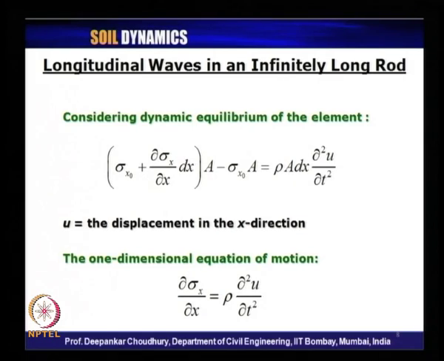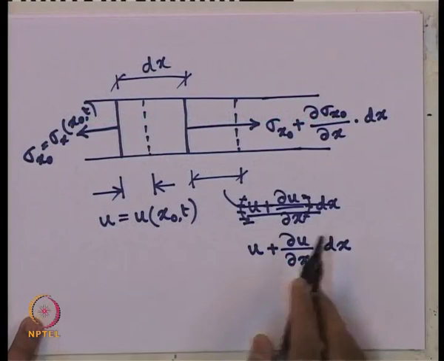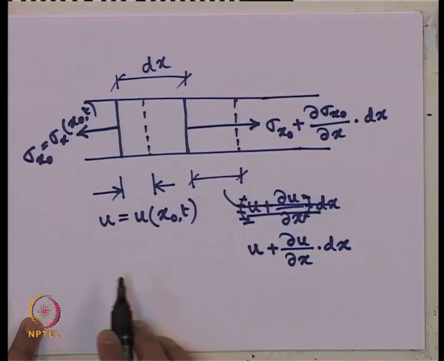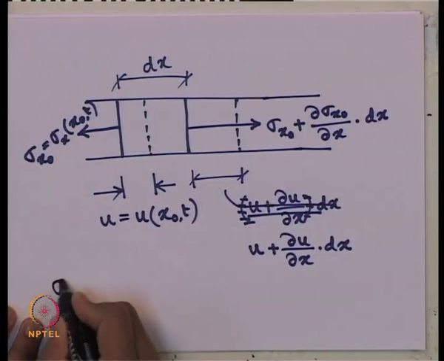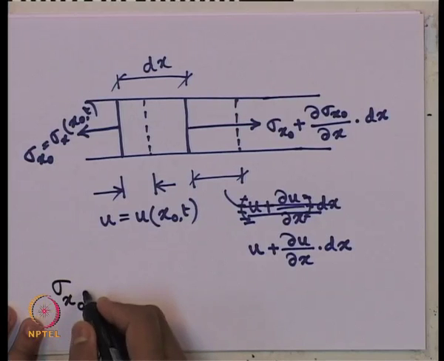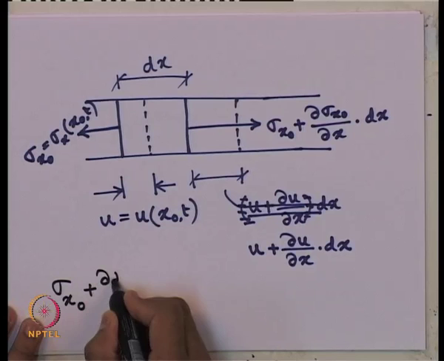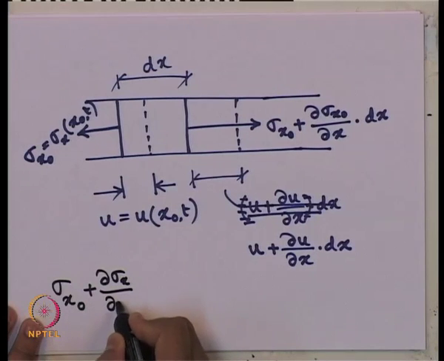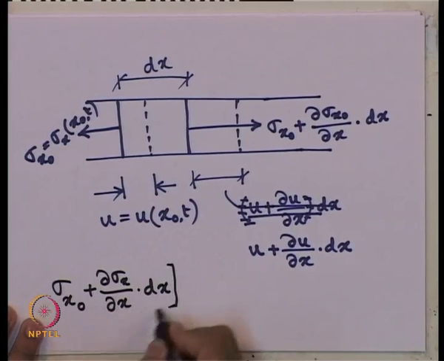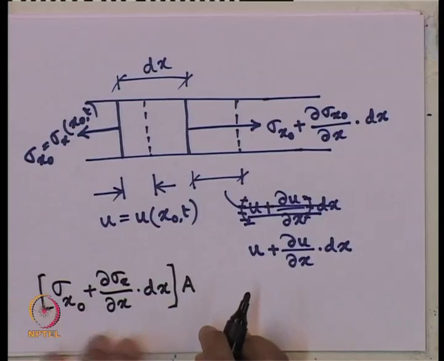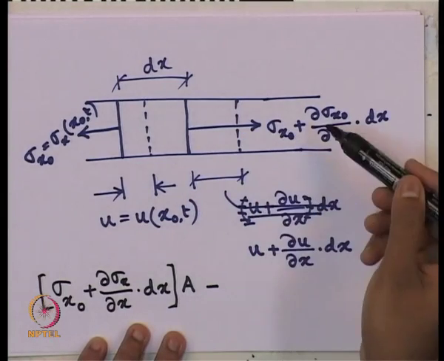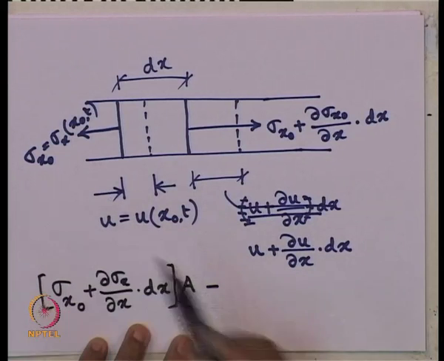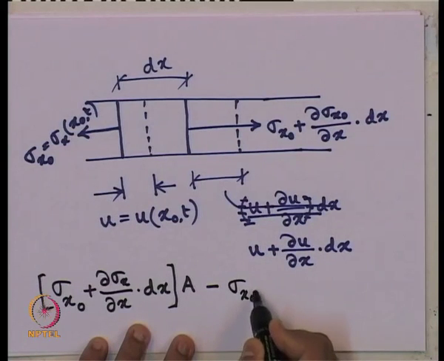So, considering the dynamic equilibrium in the direction of travel of the wave, we can write for the force equilibrium in the x direction: sigma x naught plus del sigma x by del x into dx. This is the stress, and times the cross sectional area will give us the force in the x direction, right, minus this is the force acting on the right hand side of the element. On the left hand side it is sigma x naught times A.